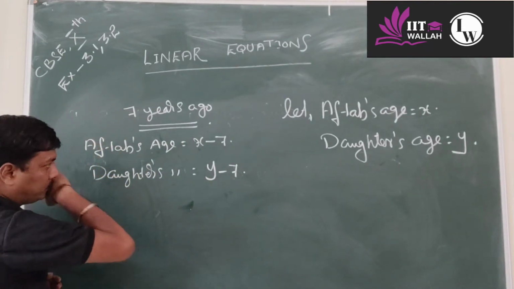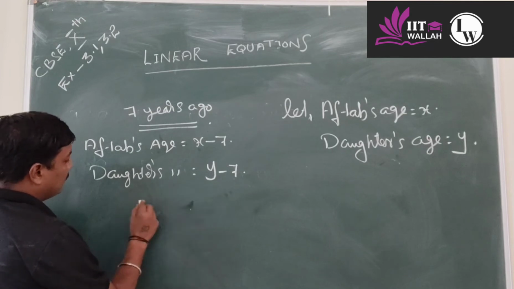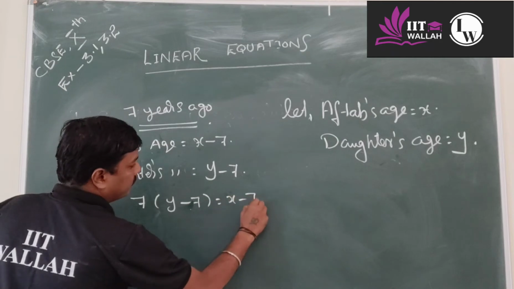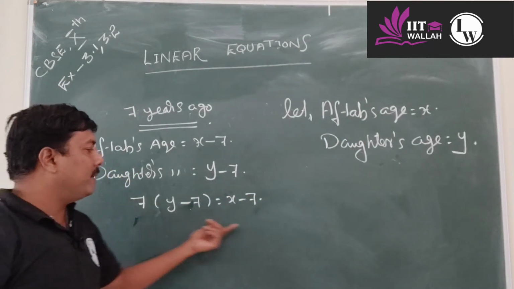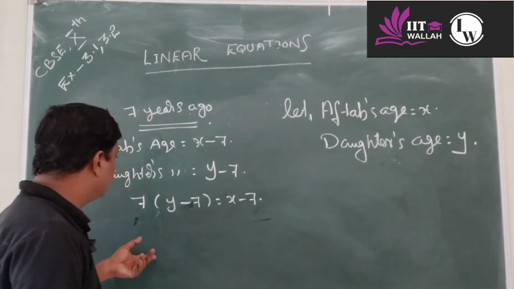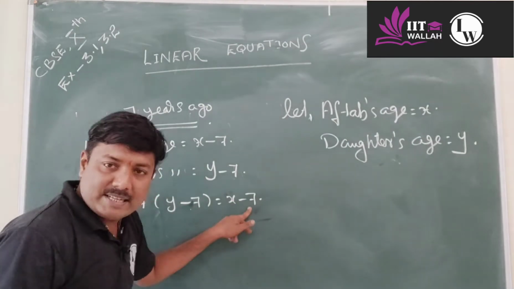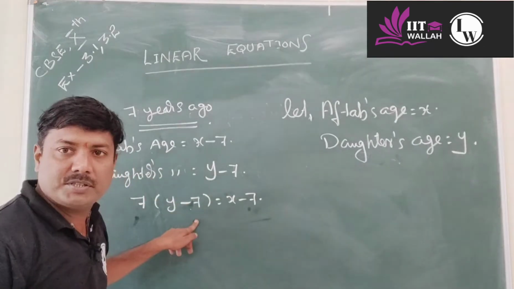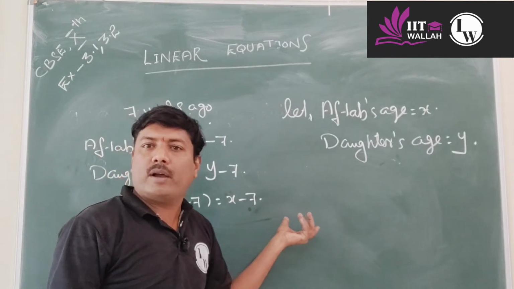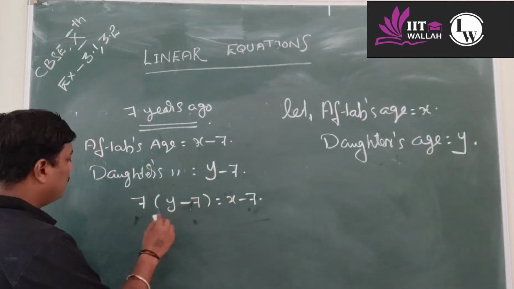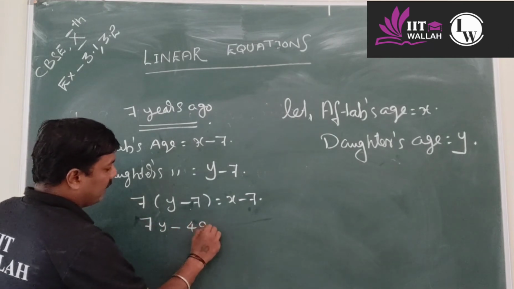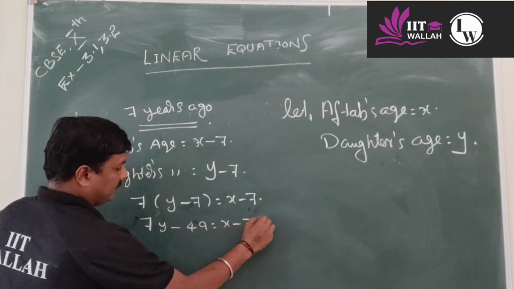That means 7 into daughter's age is equal to Aftab's age. This is the mathematical or algebraic representation of the given data, which says that Aftab's age is 7 times the daughter's age. Clear? You should write this properly. Then only you can get the answer. And if I solve this, I will get 7y minus 49 is equal to X minus 7.